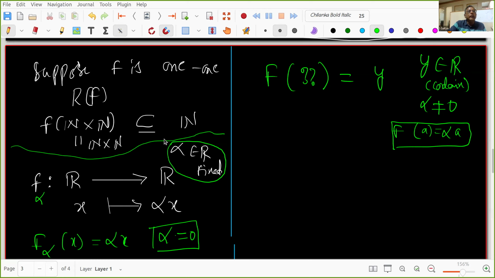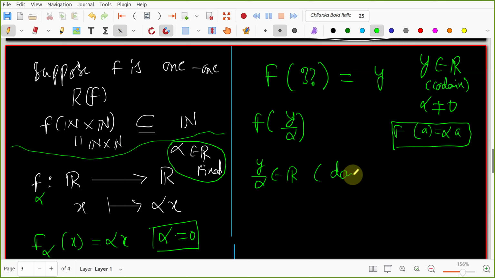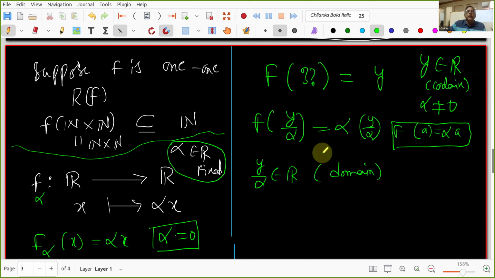Nandini Gupta, room number 9. Yes, sir. The pre-image would be y by alpha. Wonderful. Does y by alpha exist? Is y by alpha in the real numbers? Yes, sir, because alpha is not equal to 0. Good. So y by alpha exists and it is in the codomain, and f of y by alpha equals alpha times y by alpha equals y. Like that we need to ask.